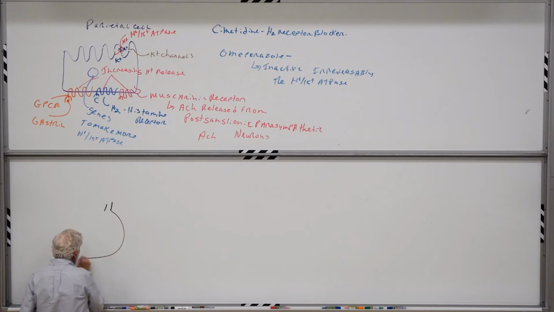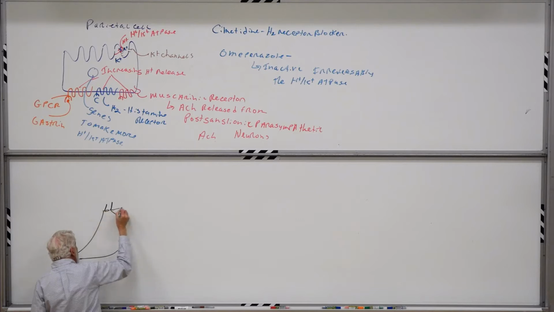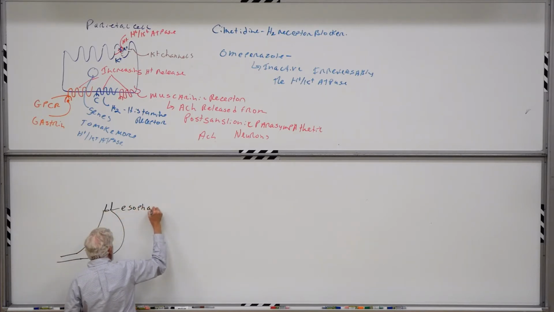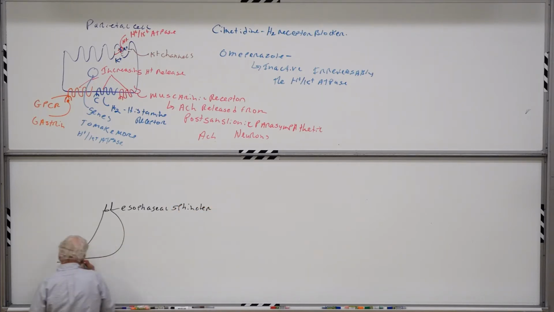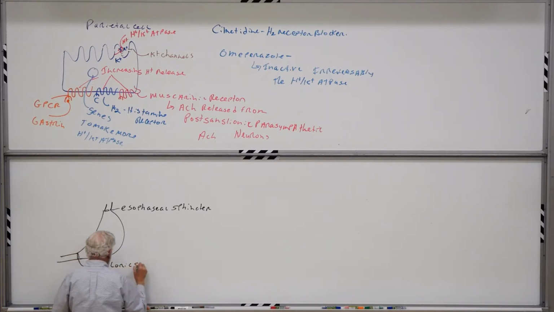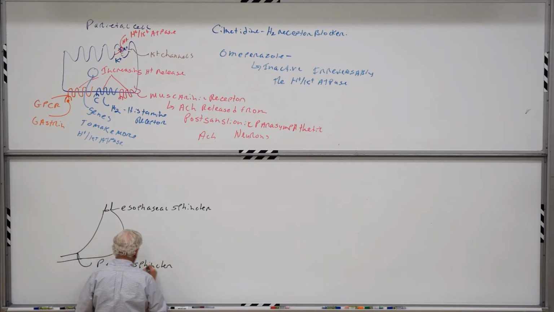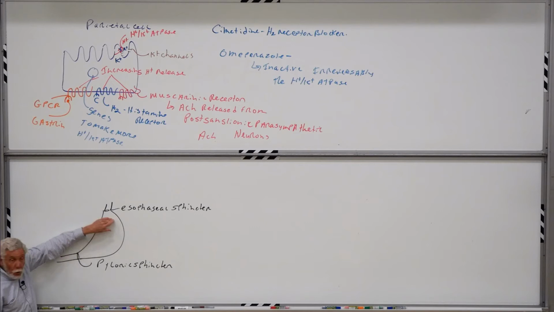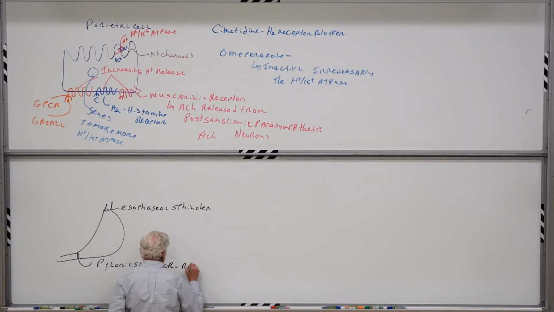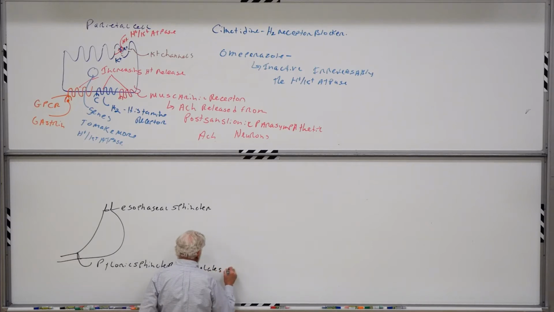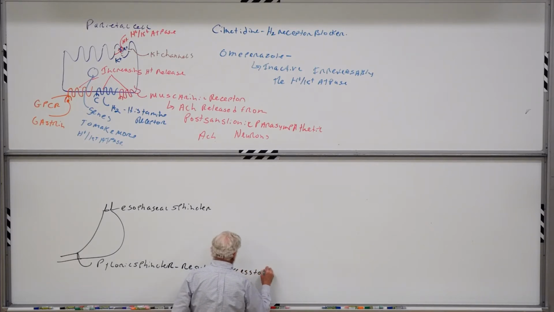There's the esophagus, the stomach. And here is the esophageal sphincter. And down here is the pyloric sphincter. So where the esophageal sphincter was regulating access to the stomach, the lumen of the stomach, now the pyloric sphincter regulates access to the small intestine.